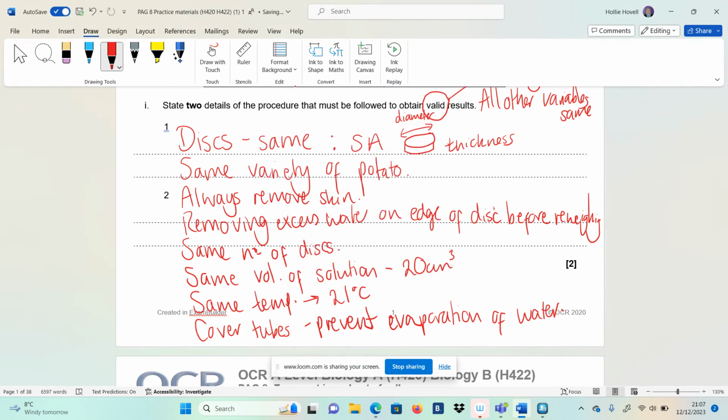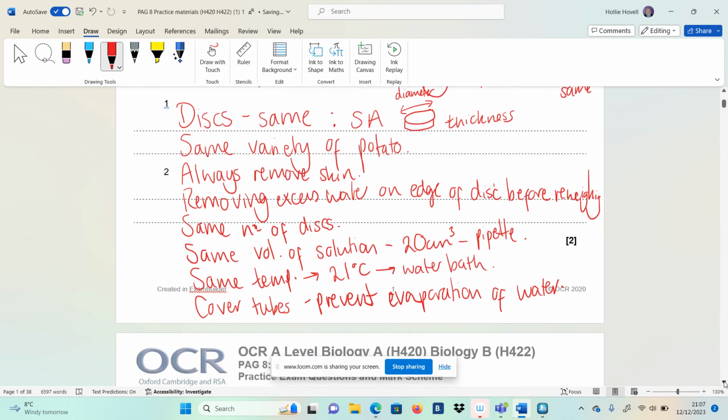The other thing you can do, if you want to really make sure you get the mark, is say how. So things like temperature, how do you keep that the same? You could say that you'd use a water bath. If you're talking about the same volume of the solution, you could say you'd use a pipette to measure it. If you're talking about the same surface area, we've said measure it to the same diameter and the same thickness to give the same surface area. So some of them you can elaborate on more, and some mark schemes will be pickier than others about the detail.